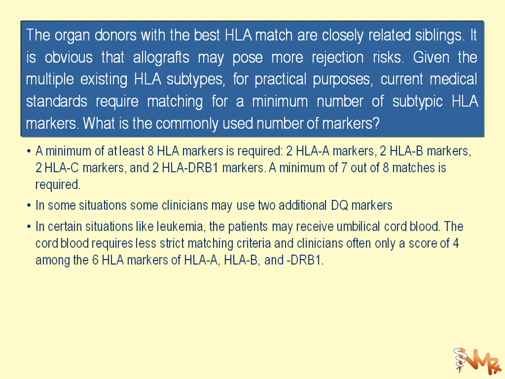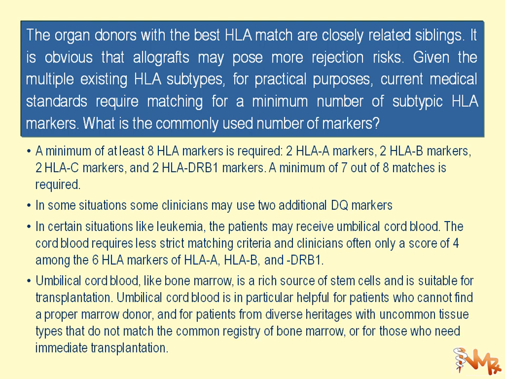In certain situations like leukemia, patients may receive umbilical cord blood. The cord blood requires less strict matching criteria, and clinicians often only use a score of 4 among the 6 HLA markers. So we only need 6 HLA, and 4 is enough for go ahead. The 6 markers are 2 HLA-A, 2 HLA-B, and 2 HLA-DR-B1. And again, only 4 of them may minimally qualify as a match.